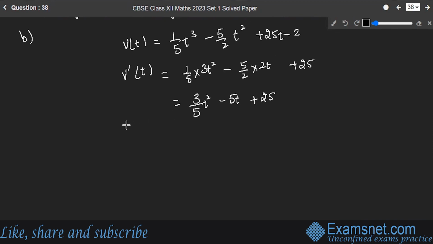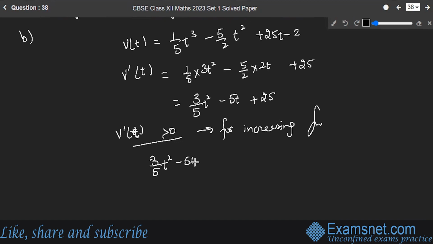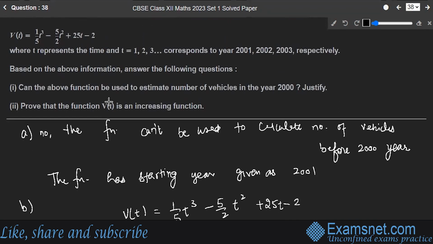Now for the function to be increasing, the first derivative should be greater than 0. Here you have 3 by 5t square minus 5t plus 25. This is greater than 0. That means Vt is an increasing function. That's it. So we were asked to prove that the function is increasing, and we have just proved that.